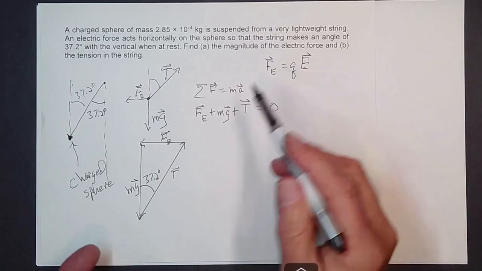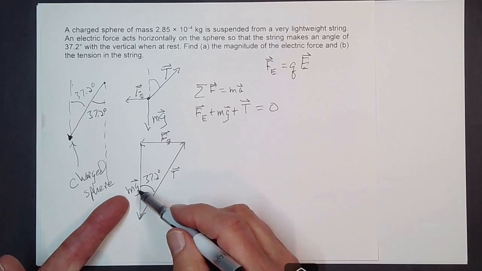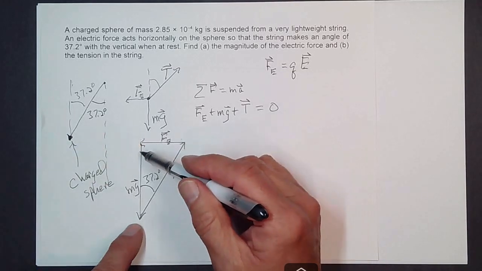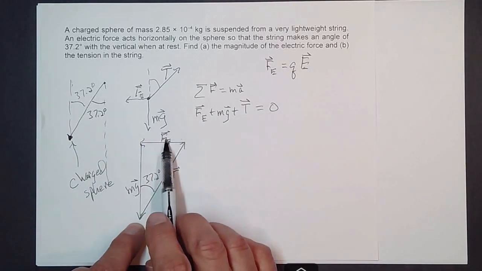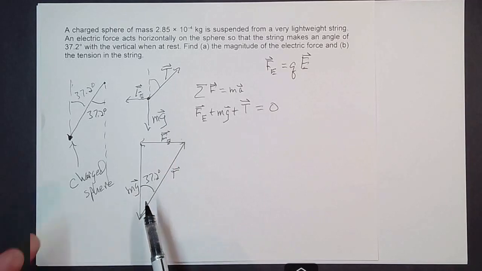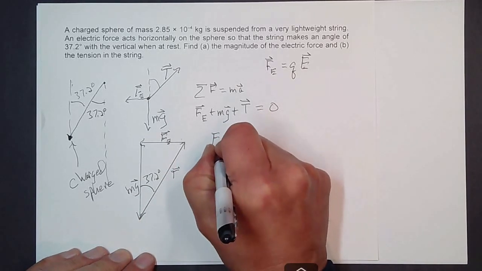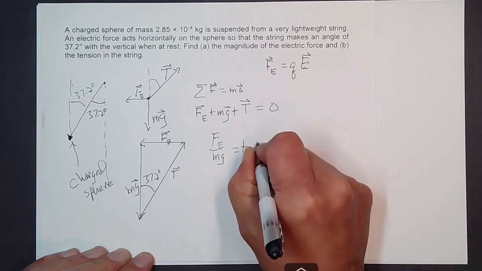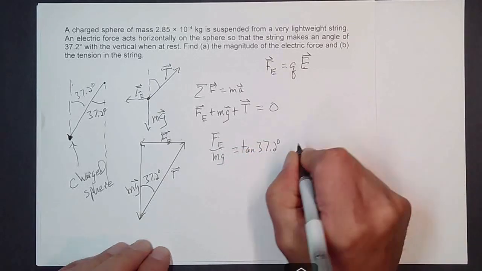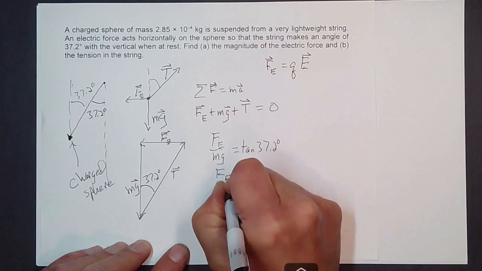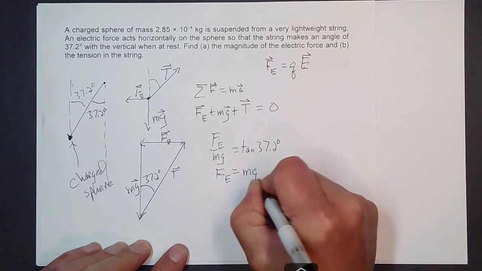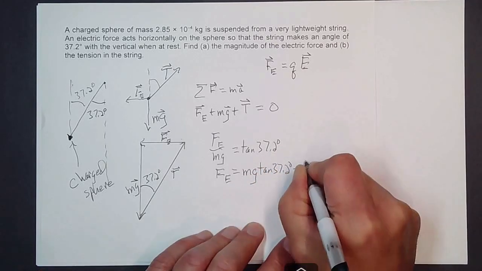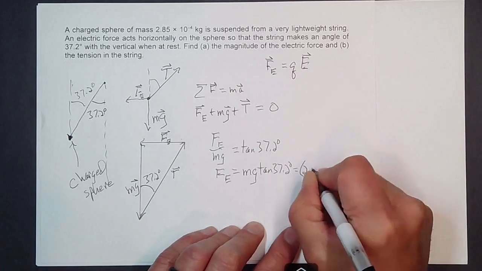Now the first thing asks for the magnitude of the electric force. Well, the only thing I know in here is the mass of this thing, and so I can calculate its weight. But F sub E divided by mg is the side opposite divided by the side adjacent. That's the tangent. So F sub E over mg is equal to the tangent of 37.2 degrees, or F sub E is equal to mg tangent of 37.2 degrees. Tossing in the numbers, 2.85 times 10 to the minus 4th kilograms.